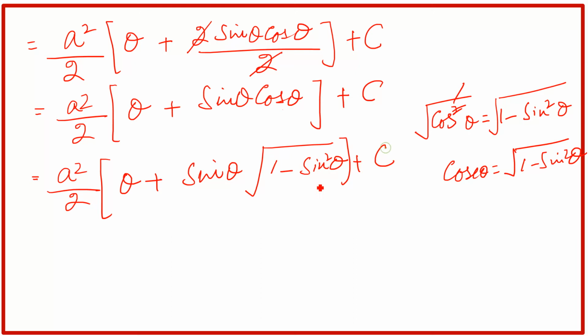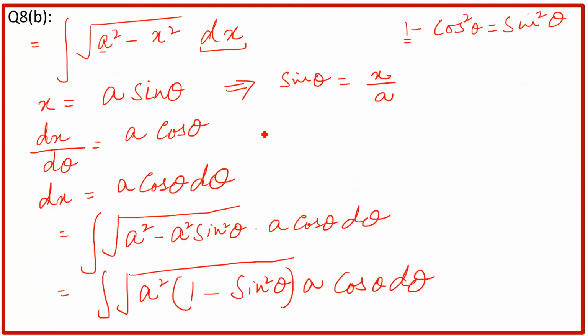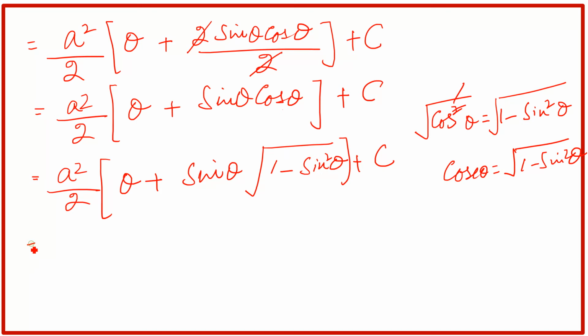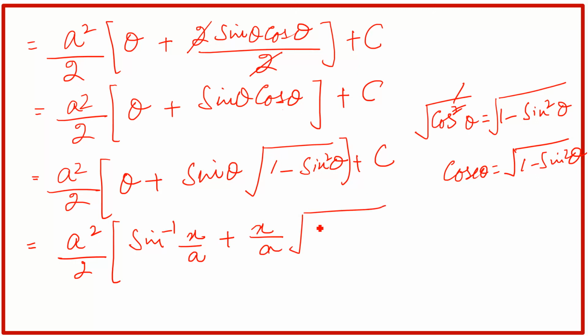Right. Now we will put the value of sine from here. Sine theta is equal to x over a. Or if I want only theta, then theta is equal to sine inverse x over a. These two values we have to put here now. So it will be equal to a square divided by 2, instead of theta, sine inverse x over a, plus x over a, and then the square root of 1 minus x square over a square, plus c.